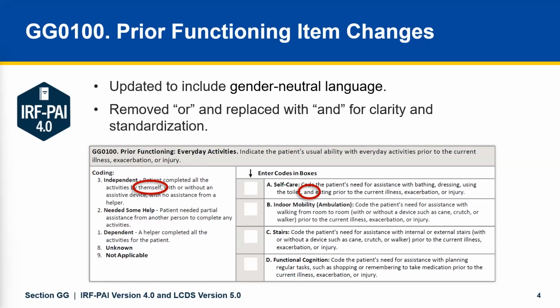The second edit made to GG0100 is specific to the IRF-PAI only. For GG0100A self-care, the word or between using the toilet and eating was replaced with the word and. This change occurred to clarify that the item is intended to collect data on the amount of assistance the patient needed for all of the listed activities in order to select the appropriate code.